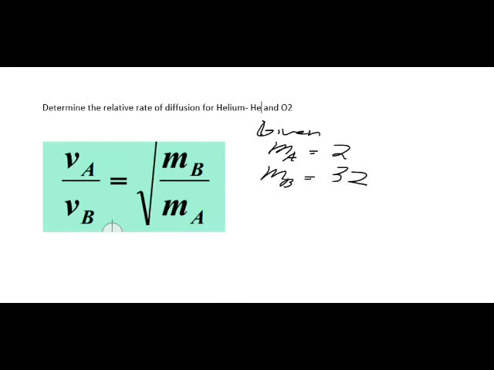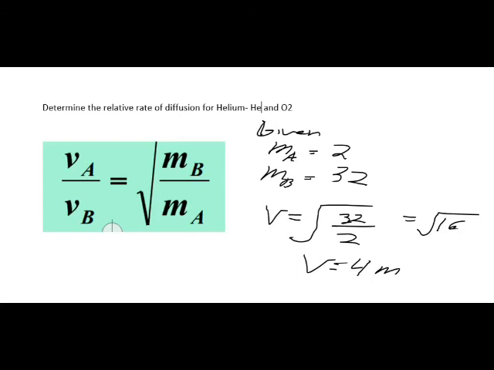So let's substitute everything. So it will be the square root of 32 over 2. So that would be 16. So the velocity would be 4 meters per second. And that would be our final answer. This is the rate. All right. Let's try another one.